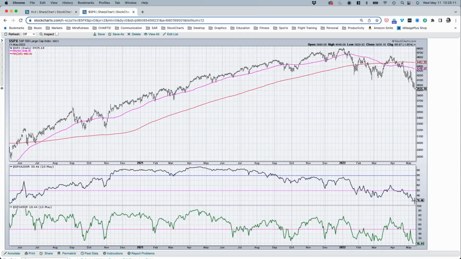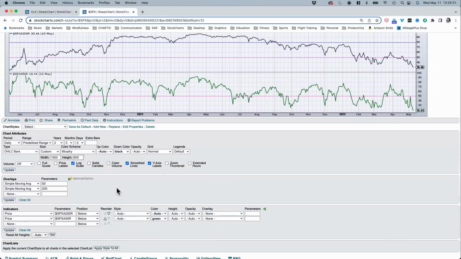But as of yesterday's close, 30% of the S&P members remain above their 200-day. That, of course, means 70% below their 200-day. Only 18% of the S&P members are above their 50-day moving average as of yesterday's close. That's not even including today's sell-off. So again, at first glance, wow, this is the lowest it's been for the last two years. Is that the sign of a bottom?